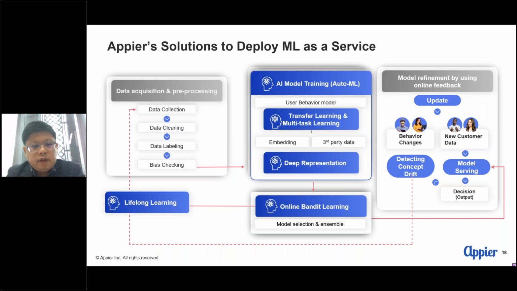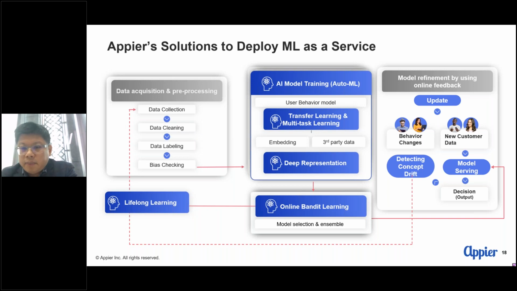So here I'm only using one single page to describe Appier's solution to deploy machine learning as a service. Here we have spent a lot of time in data acquisition and pre-processing. In particular, we want to avoid the biases introduced in the process. Also, we have an auto ML process that does deep representation on the data first and explores transfer or multi-task learning, trying to make sure we can serve as many customers as possible, but we don't want to share data among different customers, so we need to be very aware of the privacy issue here.